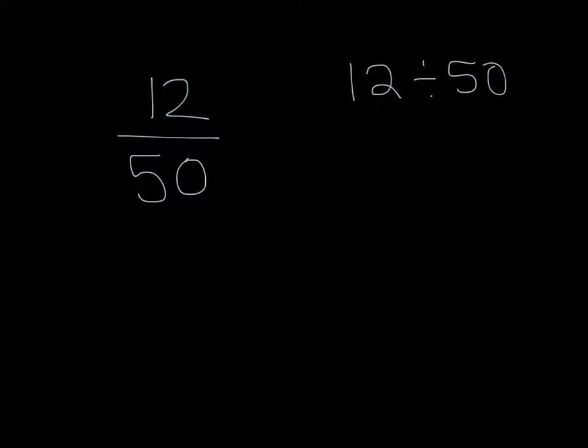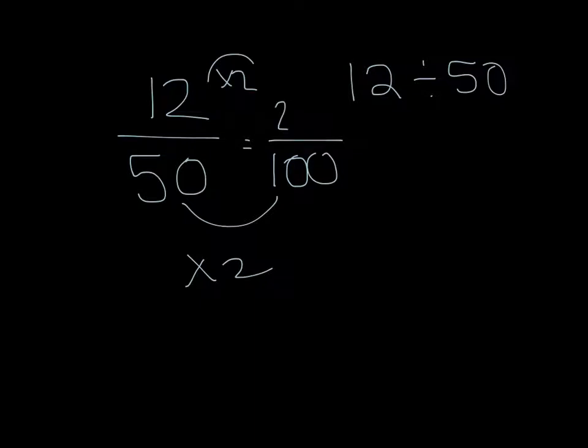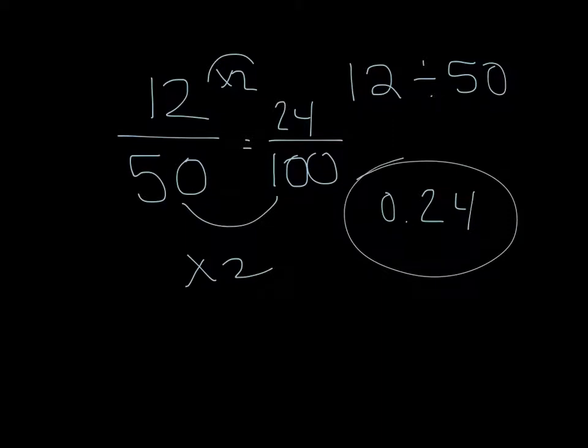But if it is possible to make the denominator 10, 100, or 1,000, it's a lot easier. So if we have 12/50ths, yes, you could do 12 divided by 50, but I'm noticing that I can make the denominator a 10, 100, or 1,000, so it's going to be a lot easier. I can make it 100. 50 times 2 is 100. 12 times 2 is 24. So we've got 24 hundredths as our answer, and we're all done.